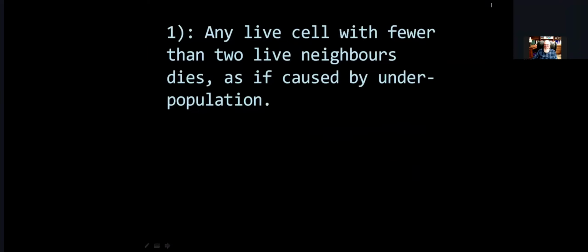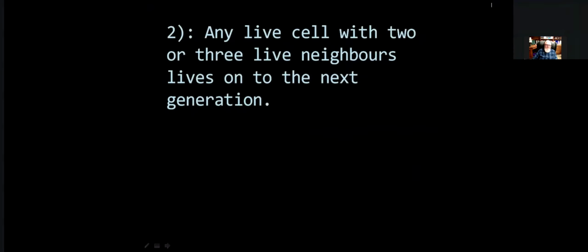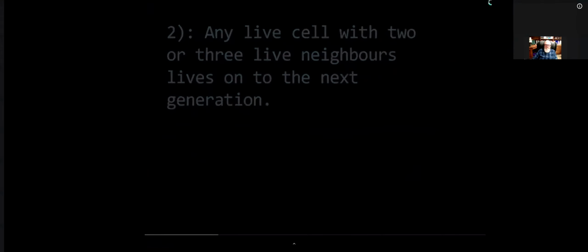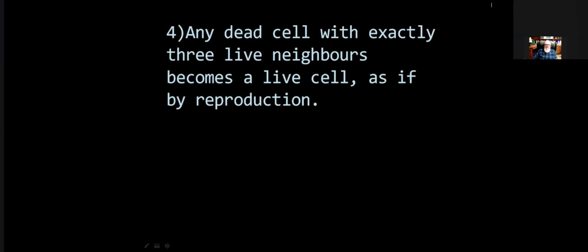And here are the four rules. These are just restatements of what I talked about previously. So you have overcrowding, you have family, and you have birth, if you will. This last one is reproduction.